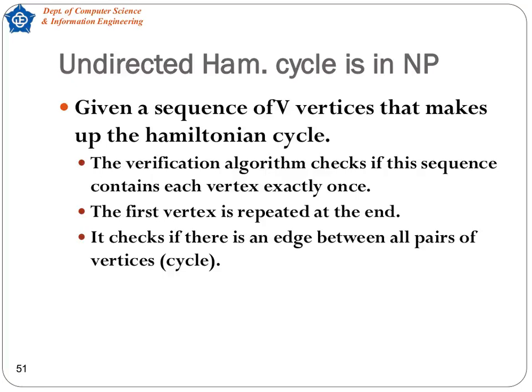Building on our previous result, we'll now show that the undirected Hamiltonian cycle problem is in NP. Imagine we're handed a candidate sequence listing all vertices. First, we check that each vertex appears exactly once. Next, we verify the sequence actually closes by repeating the starting vertex at the end. Finally, we confirm that every consecutive pair of vertices in this list is connected by an edge, ensuring a valid cycle. Since each of these checks runs in polynomial time, the undirected Hamiltonian cycle problem indeed belongs to NP.